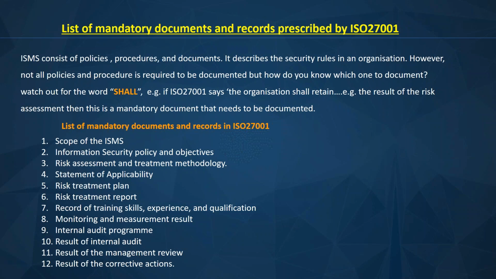So you're not just going to choose them for choosing's sake. You must give the reason why you chose that control. Why did you say they must be encrypting? Oh, because they are transmitting confidential information across the internet. That's a reason. That's a justification. Where is your risk treatment plan? Where is your risk treatment report?